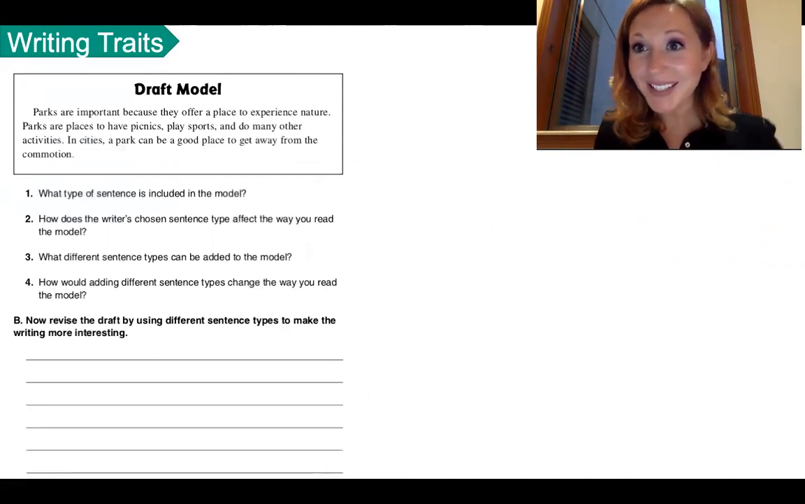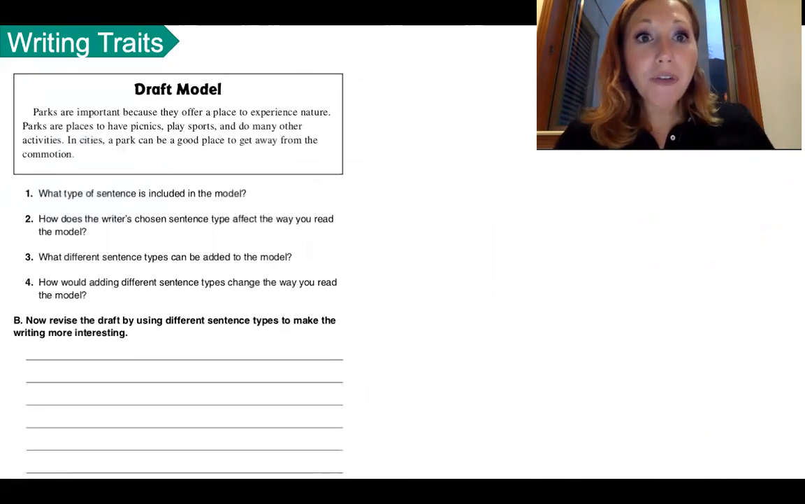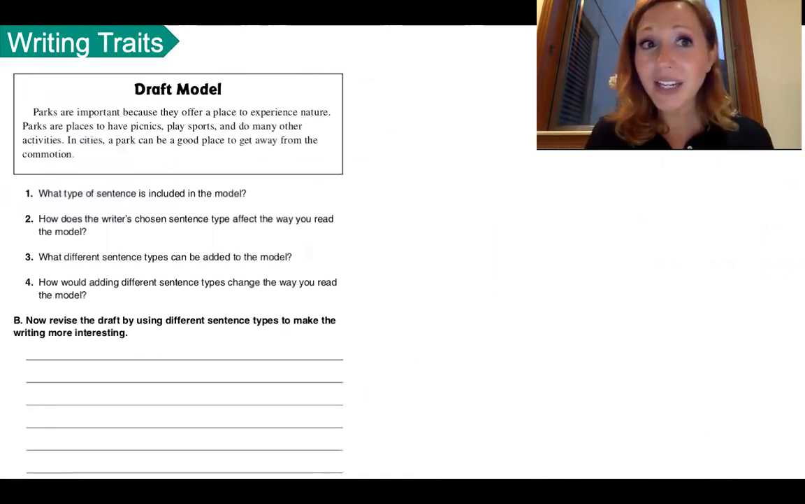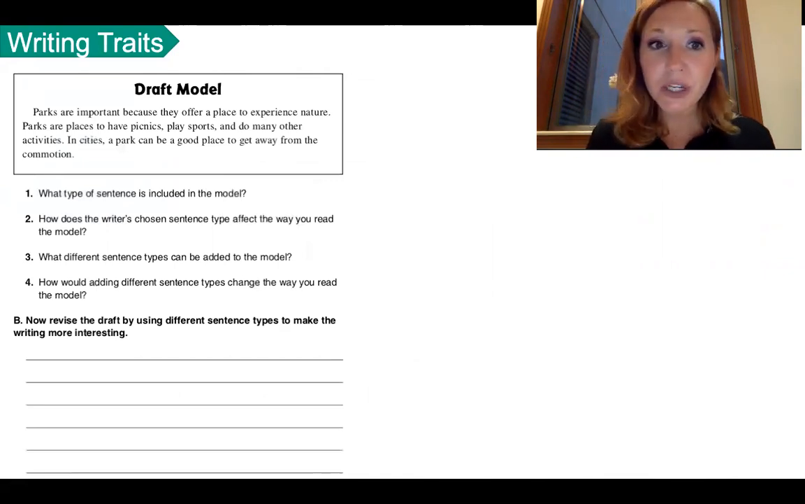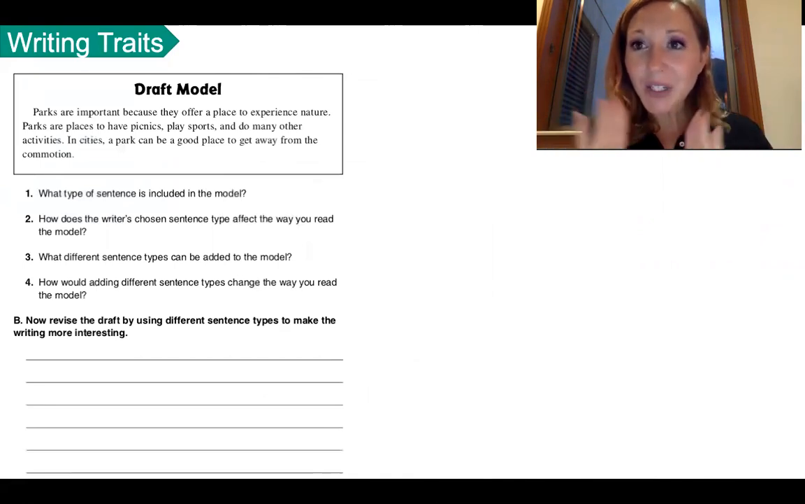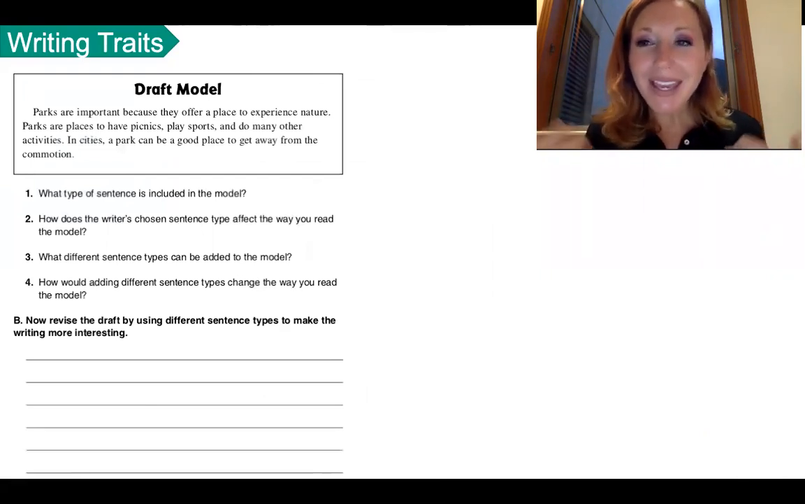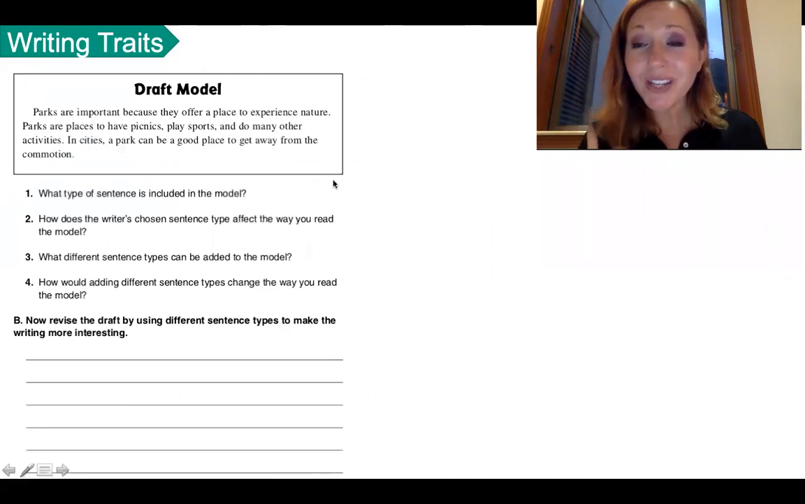So let's go ahead and give it a read. Parks are important because they offer a place to experience nature. Parks are places to have picnics, play sports, and do many other activities. In cities, a park can be a good place to get away from the commotion. Now, what we're going to do is exercise combining sentences to make this paragraph more interesting. Now, can you tell me what kind of sentences are used in this draft model?